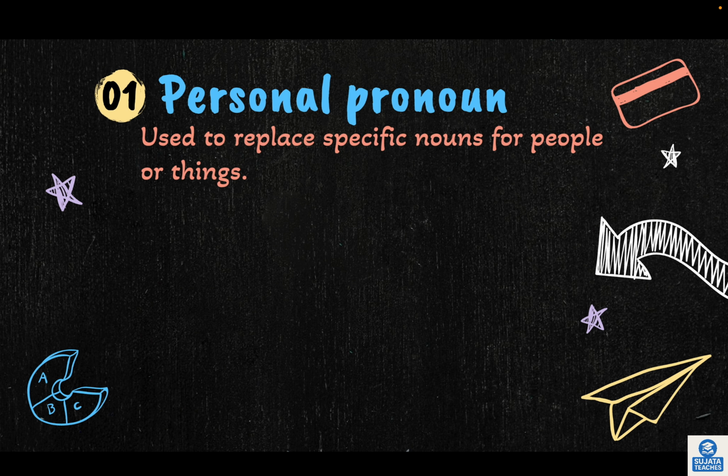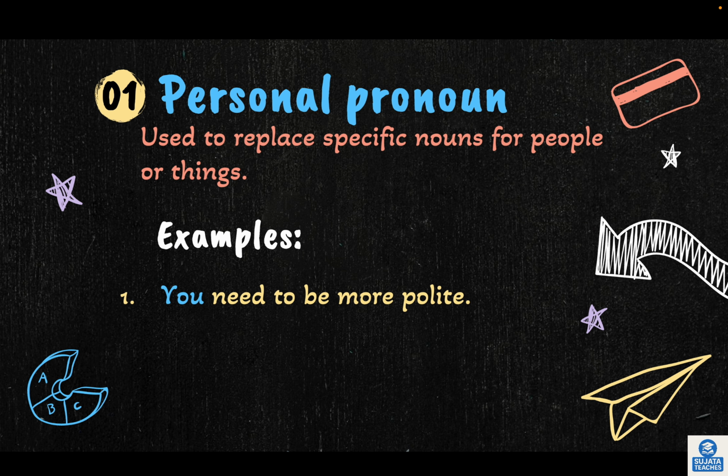First, personal pronoun, used to replace specific nouns for people or things. Let us learn through examples. You need to be more polite. So here the word you refers to a person. So it is a personal pronoun. As well as in the second example, is she the new teacher? She is a personal pronoun as it also refers to a person.